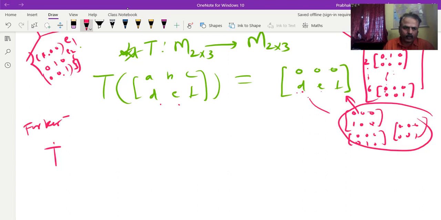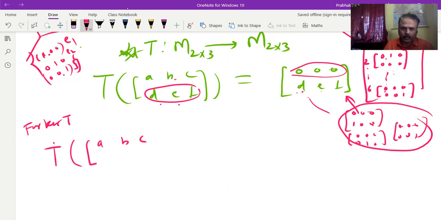If at all I take the kernel of T, you should choose wisely, because 0 is already there here. So you make the 0 part here and retain this as it is, just like the previous example. You should be wise enough to choose. Already it is 0, which means you can choose any 3 vectors here and here. They are not going to become 0, so you choose 0 here.